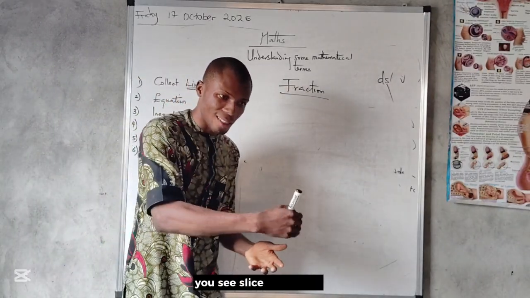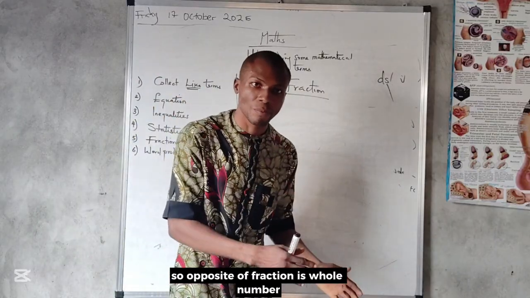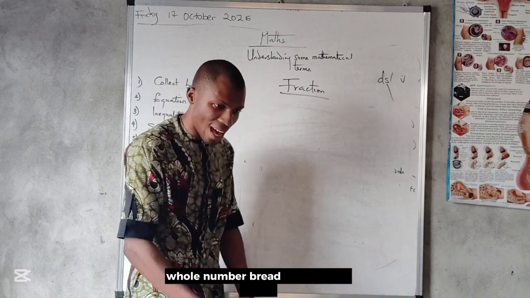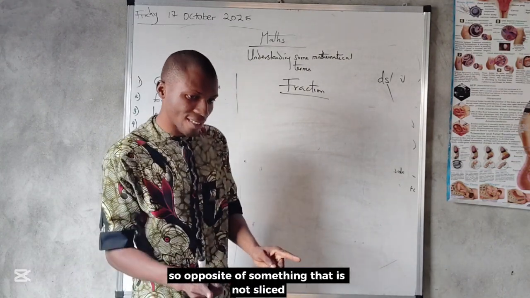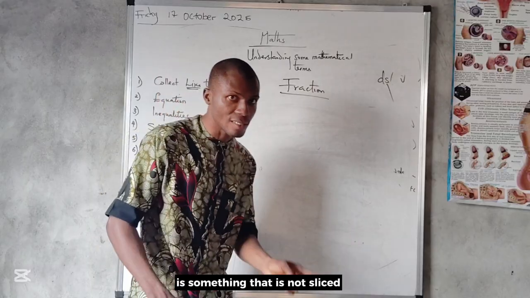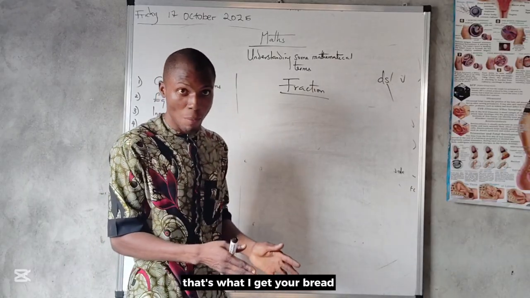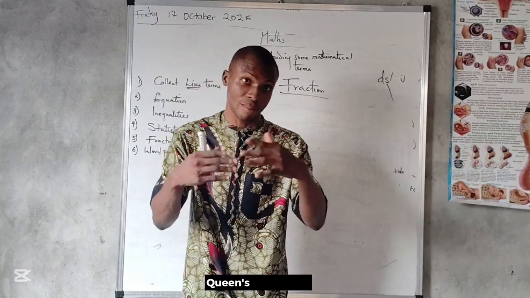So fractionalize this bread. You see, slice this bread. The opposite of fraction is whole number. We have aggregate bread and sliced bread, whole number bread and fraction bread. The opposite of something that is sliced is something that is not sliced. So something that is not sliced is the aggregate bread, then fractionalized bread is your sliced bread.